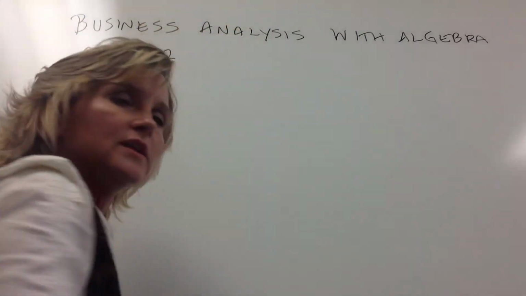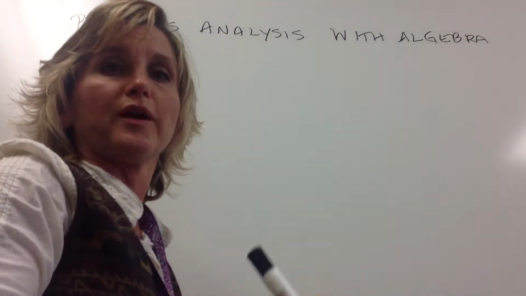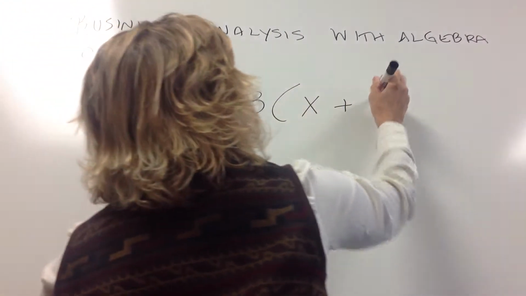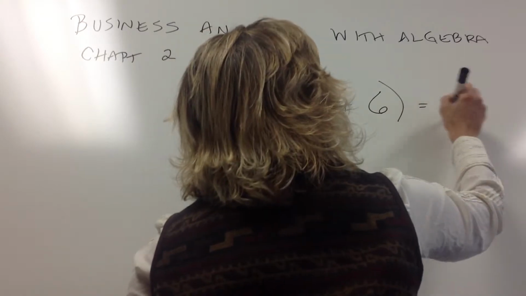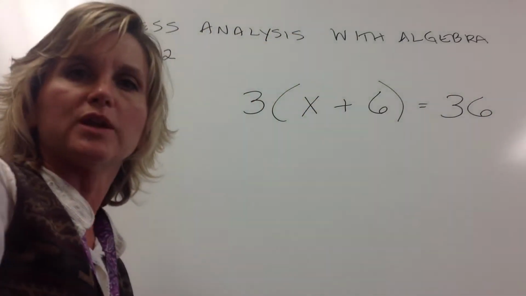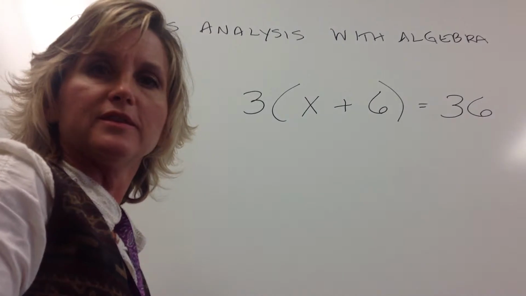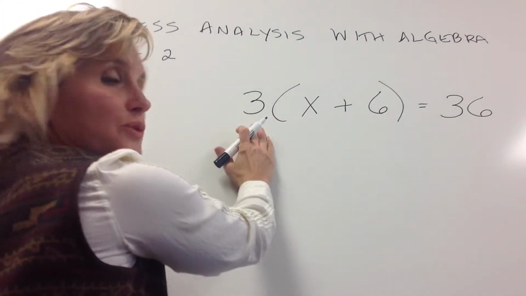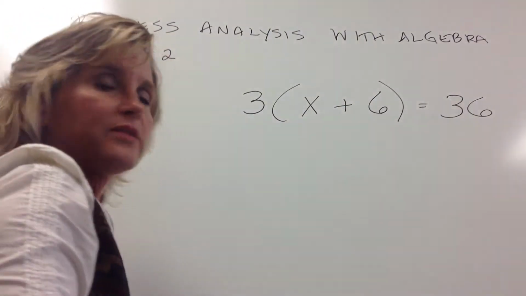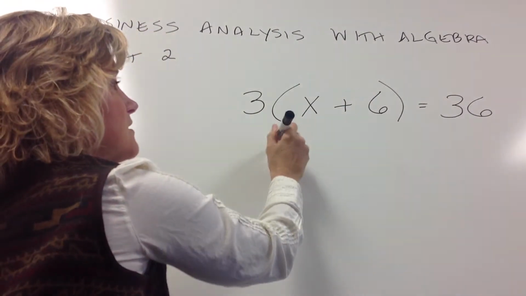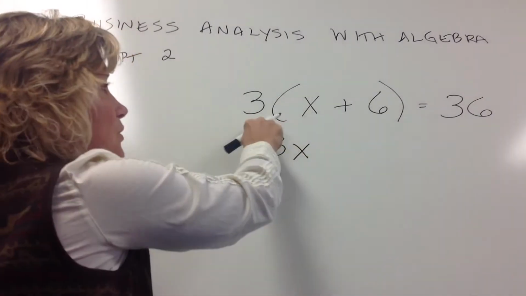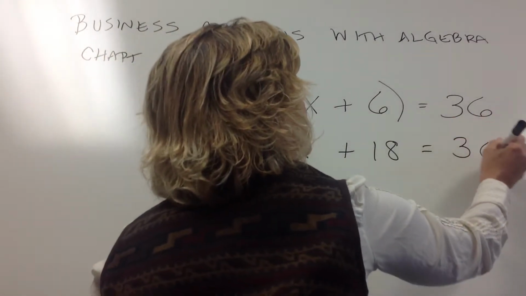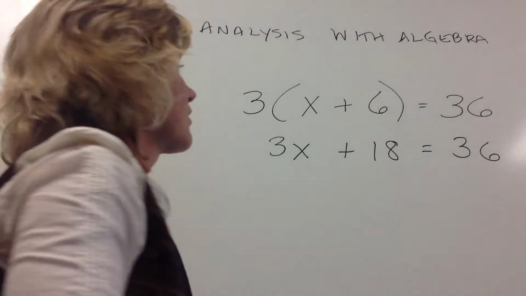We then move into equations that have parentheses. And then we can solve for those. If we have the parentheses, we must get rid of those. So we're going to multiply 3 by everything within the parentheses. So 3 times x gives us 3x. 3 times 6 gives us 18, and that is still set equal to our 36.